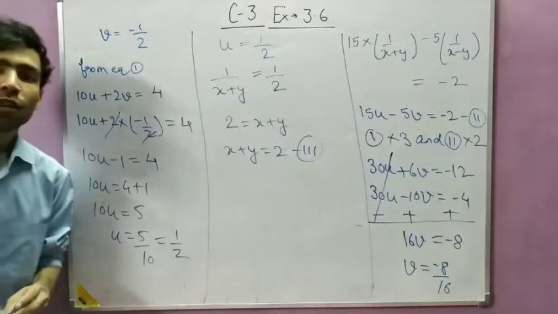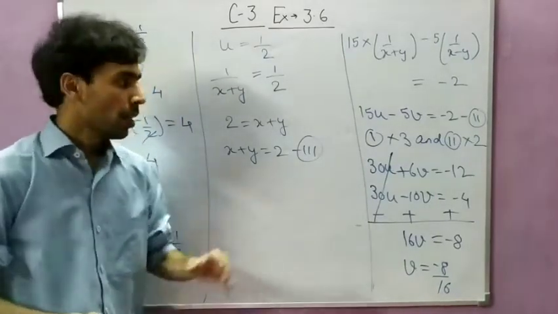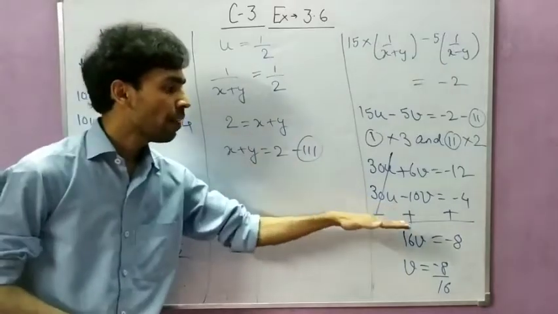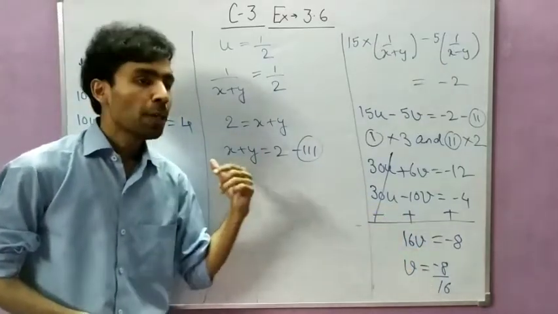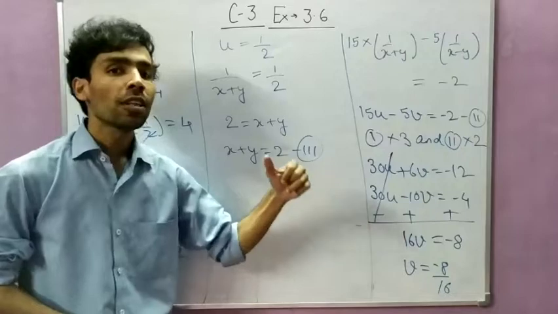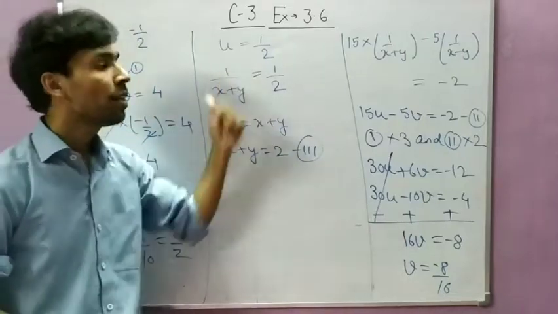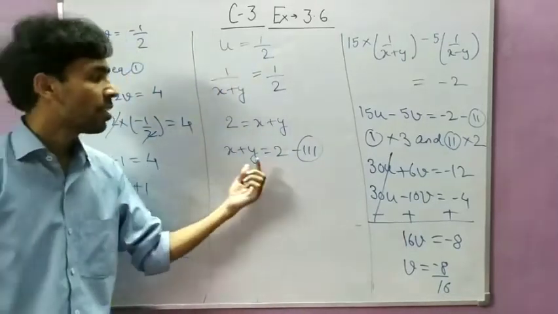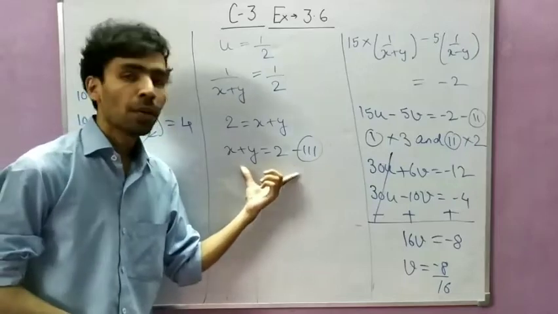Okay, because we have to solve the value of x and y now. In the previous part we have solved the value of u and v, and because u and v were not in the question, I have put the value of u and v. So by solving I get this equation. So this is our equation number 3.